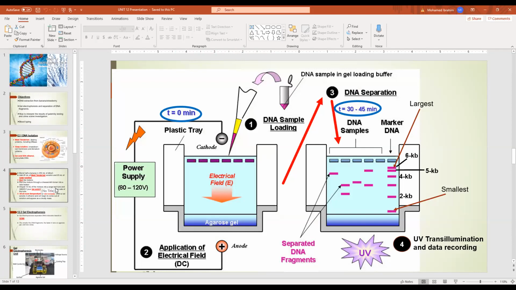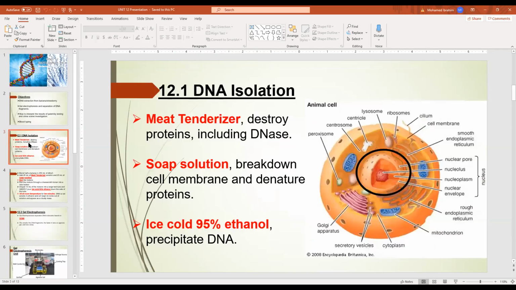Other things that you need to really know for this unit: when you talk about DNA isolation, unfortunately, we haven't done this in the lab. I'm so sorry for what happened. It's out of our hands. But you need to know there are reagents added and they have different functions. If we try to extract DNA from the nucleus, we need to add those reagents, and you will be asked what is the function of each one of those.